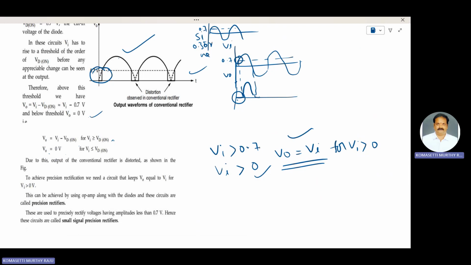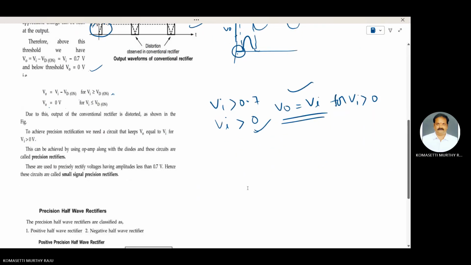This can be done in order to reduce that threshold voltage from 0.7 volts to 0 volts. We use precision rectification. To achieve precision rectification, we need a circuit that keeps V naught equal to Vi for Vi greater than 0. This can be achieved by using an op-amp along with the diodes, and these circuits are called precision rectifiers. These are used to precisely rectify voltages having amplitude less than 0.7 volts. Hence, these circuits are called small signal precision rectifiers.